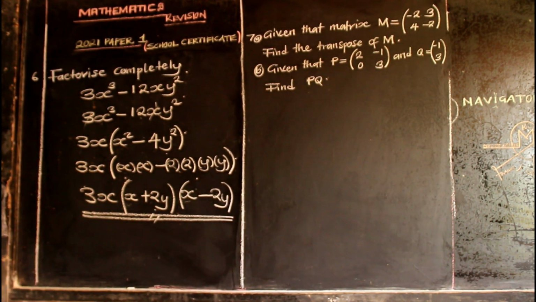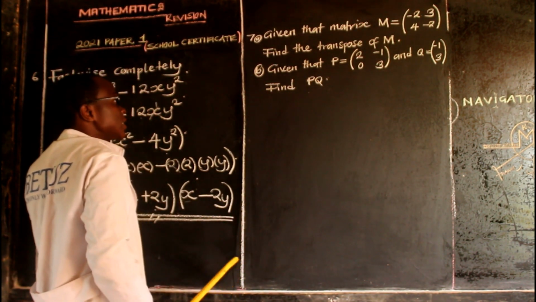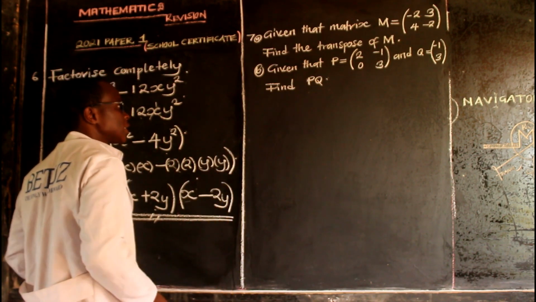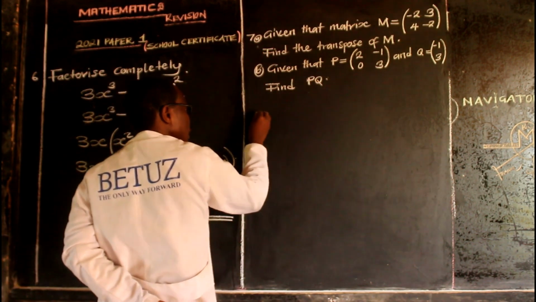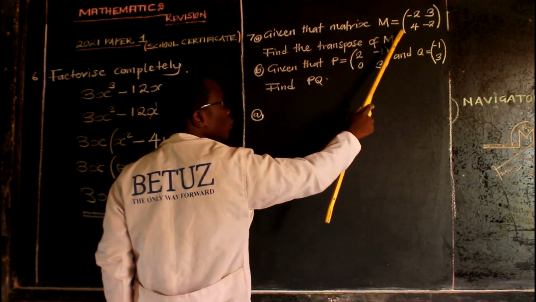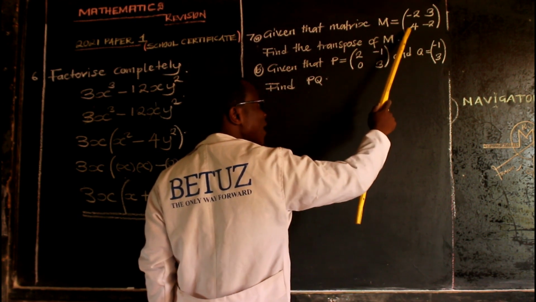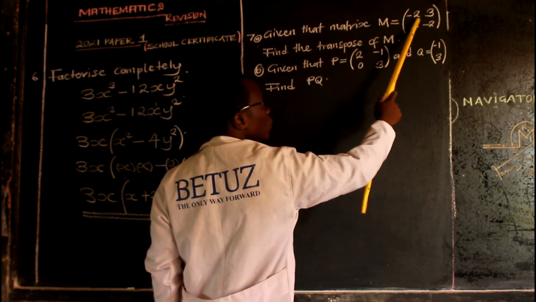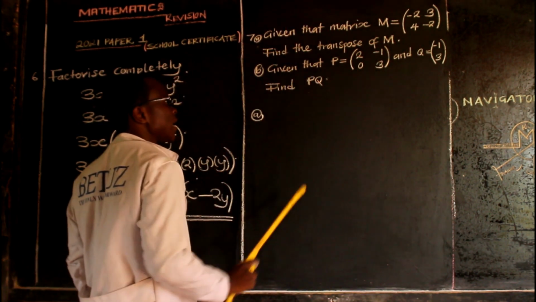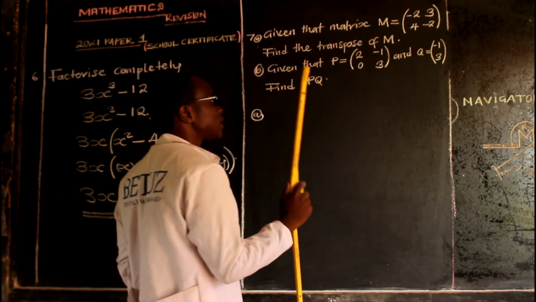So as quickly as possible, let us look at question number 7. A question on matrices. Question 7 has 2 parts, part A and part B. Let us commence by looking at part A. Part A is saying, given that matrix M is equal to negative 2, positive 3, positive 4, and negative 2, find the transpose of matrix M.